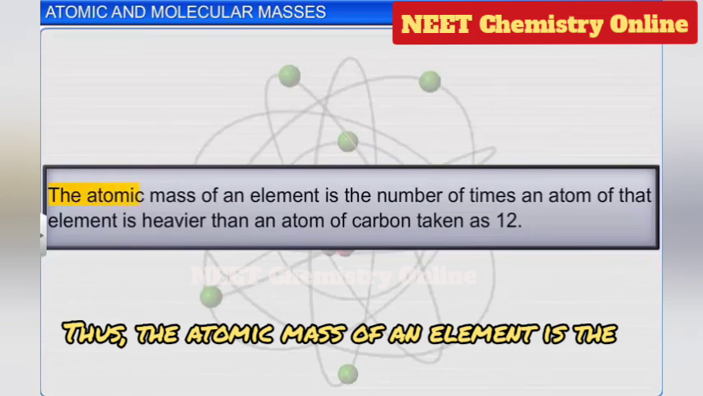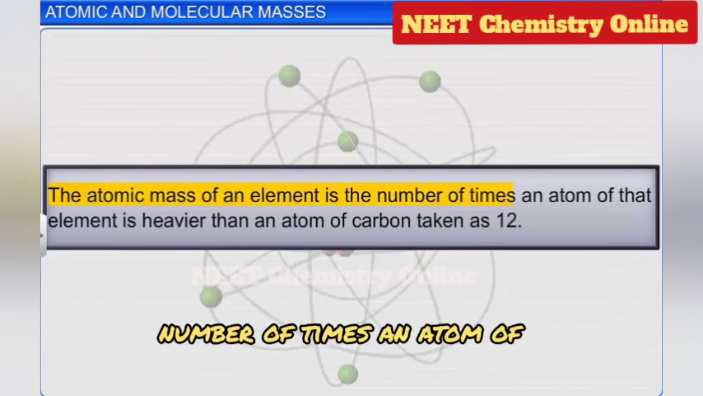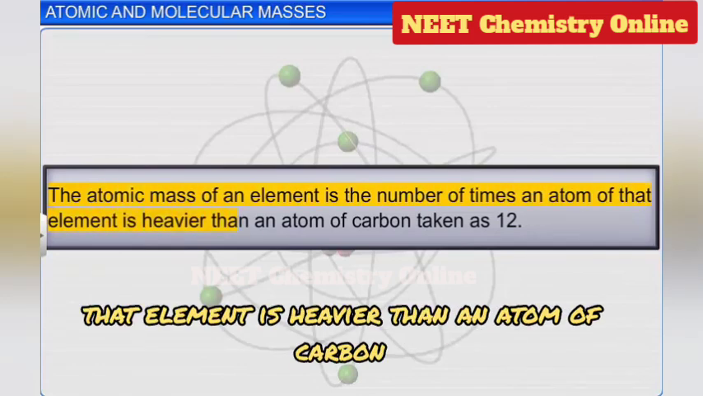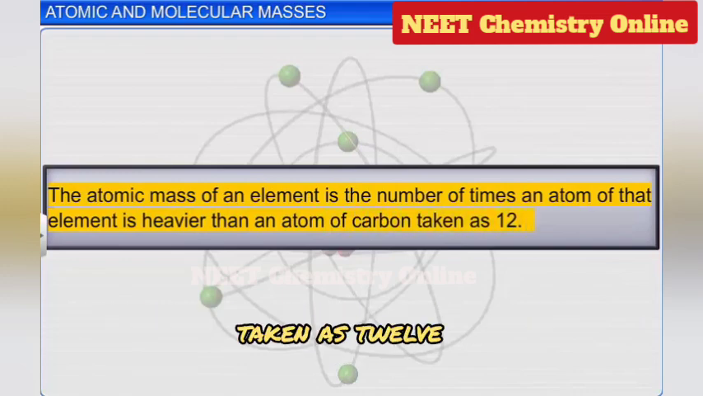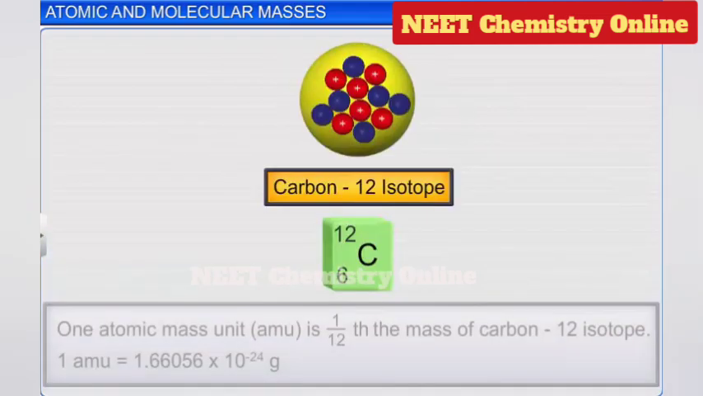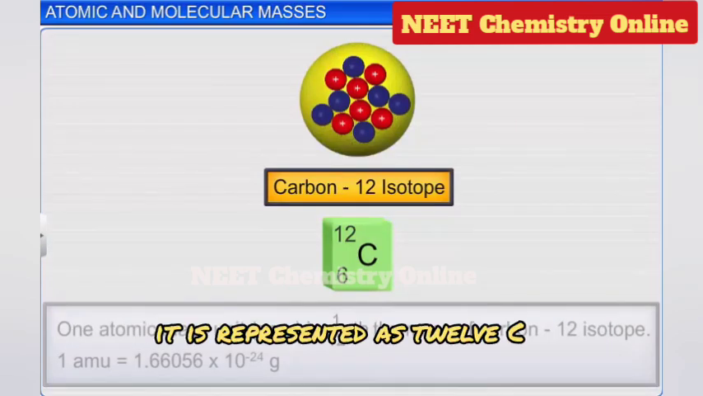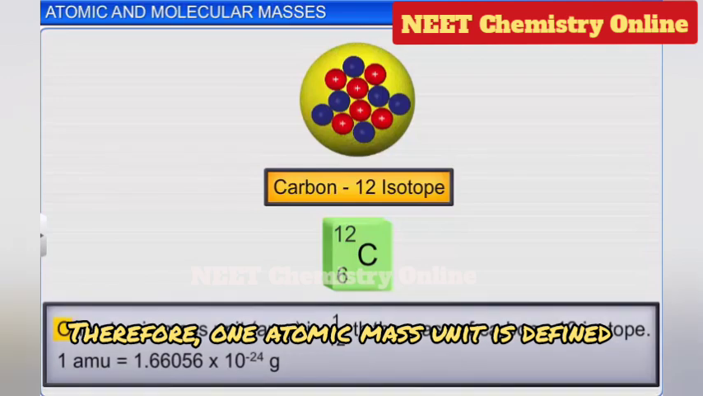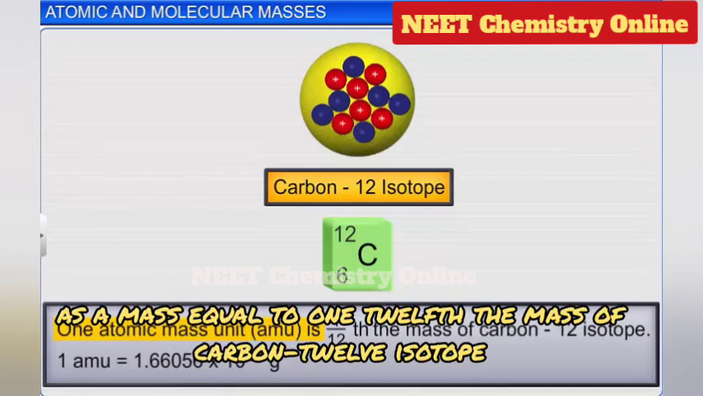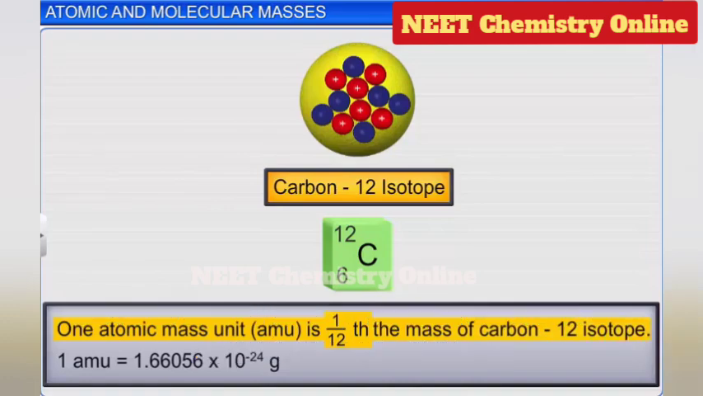Thus, the atomic mass of an element is the number of times an atom of that element is heavier than an atom of carbon taken as 12. As carbon-12 is an isotope of carbon, it is represented as 12C. Therefore, one atomic mass unit is defined as a mass equal to 1/12 the mass of carbon-12 isotope. And the value of one atomic mass unit was determined to be 1.66056 multiplied by 10 raised to minus 24 gram.